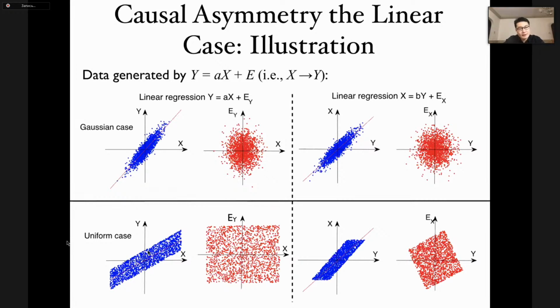In the second case, we have a non-Gaussian distribution, and in particular, both x, the cause, and e, the error, follow the uniform distribution. Here you can see the scatter plot of x and y. Now we do linear regression.